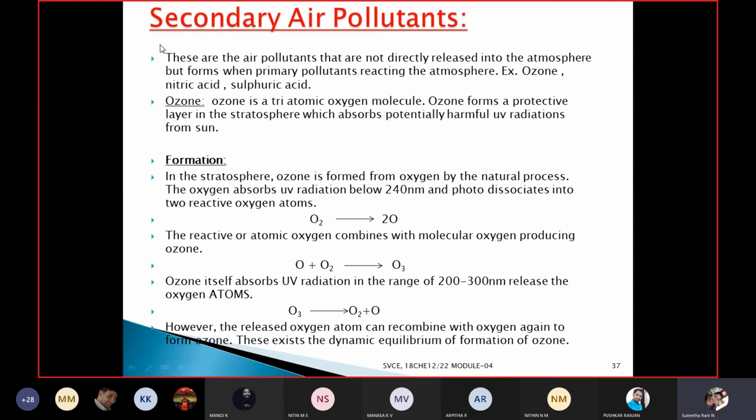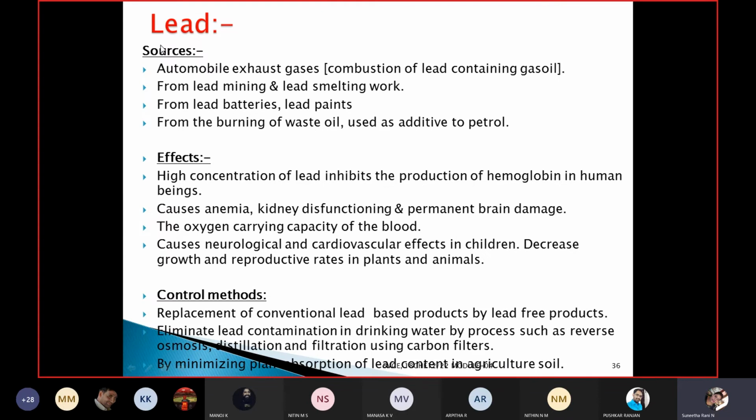secondary air pollutants, up to the primary air pollutants, lead, it is there for your second IA. Clear? So up to here you have to read for second IA. Is that clear to everyone? So what are the second IA portions?